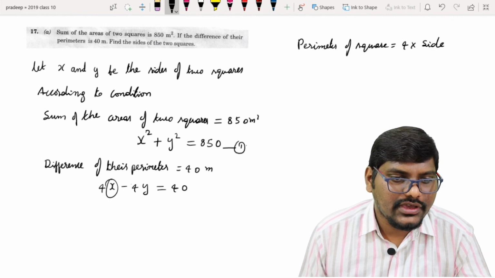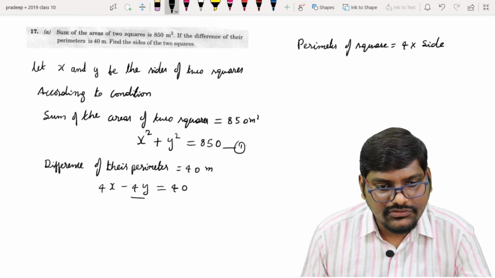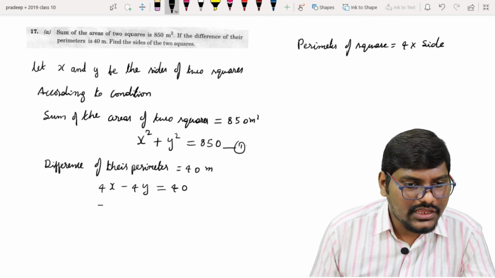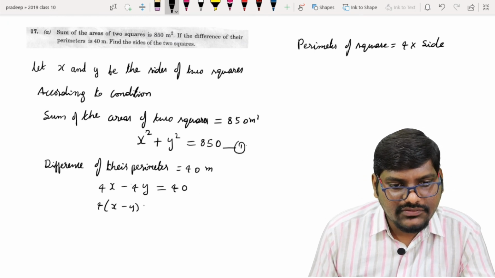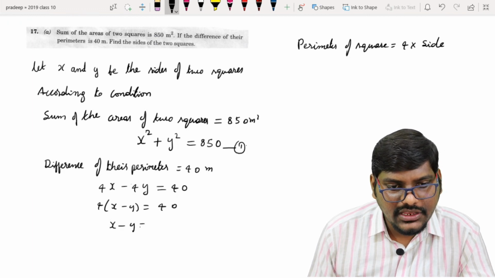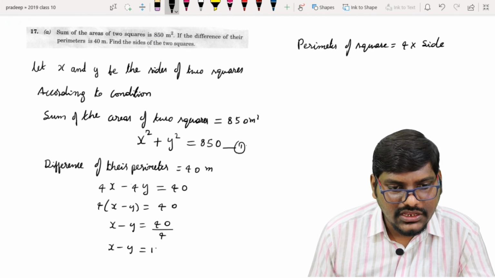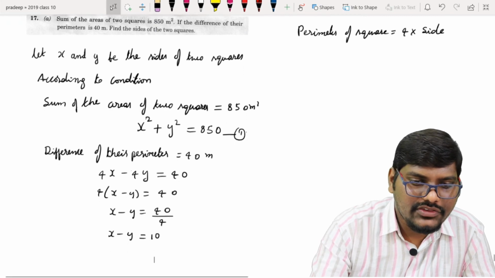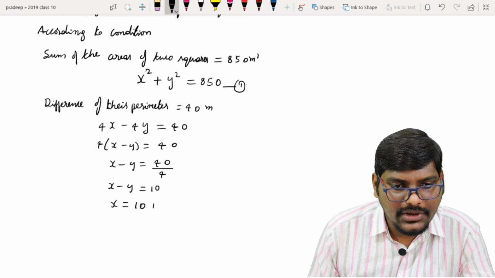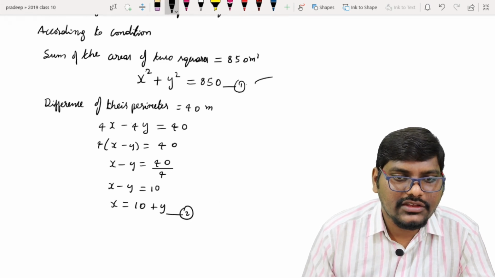This is one square which is having 4 sides, so the perimeter of the first square is 4x and the perimeter of the second square is 4y, and their difference is 4x minus 4y equal to 40. We can take 4 common here, so 4 into x minus y equal to 40. If I send this 4 to the other side, I'll get x minus y equal to 40 by 4, which is nothing but x minus y equal to 10. If I send this y to the other side, I'll get x equal to 10 plus y. So this is the second equation which we got, and I can substitute it in the first one.